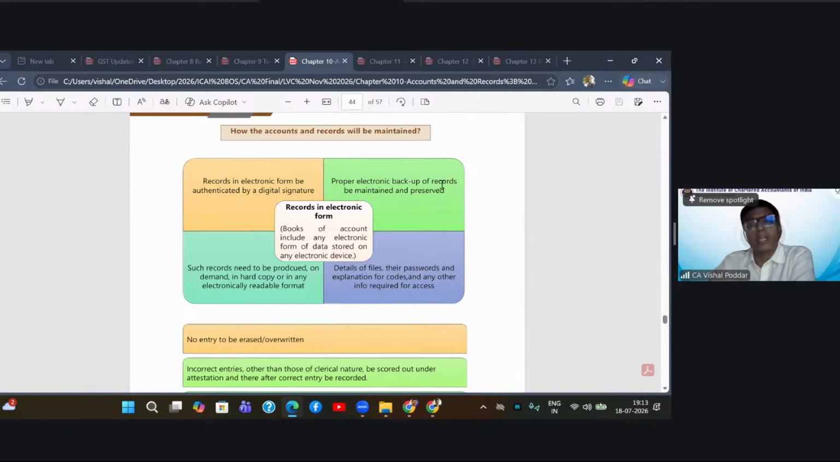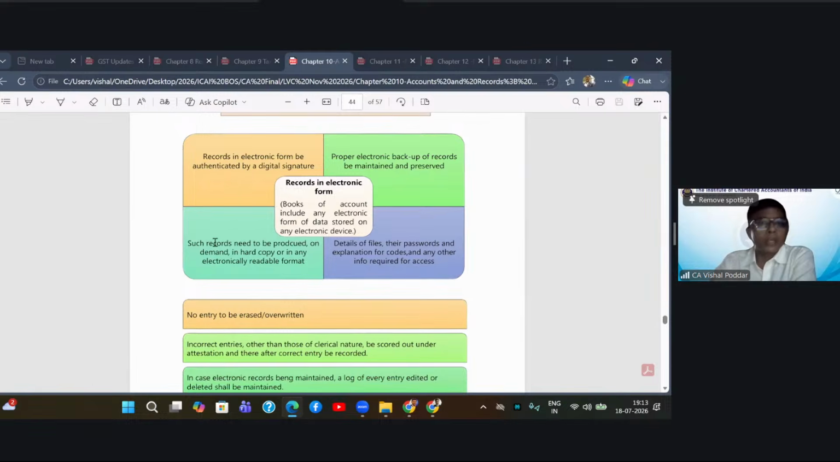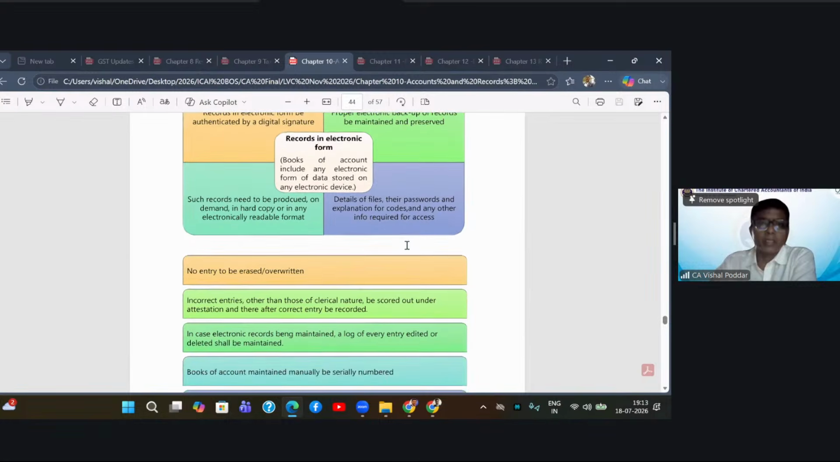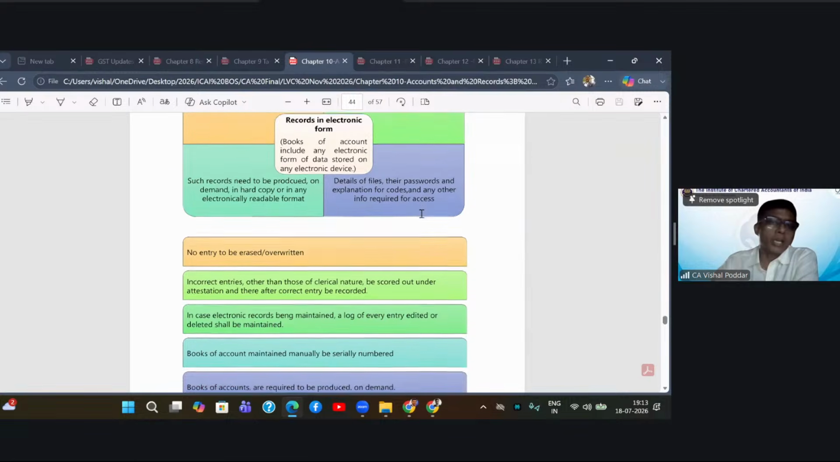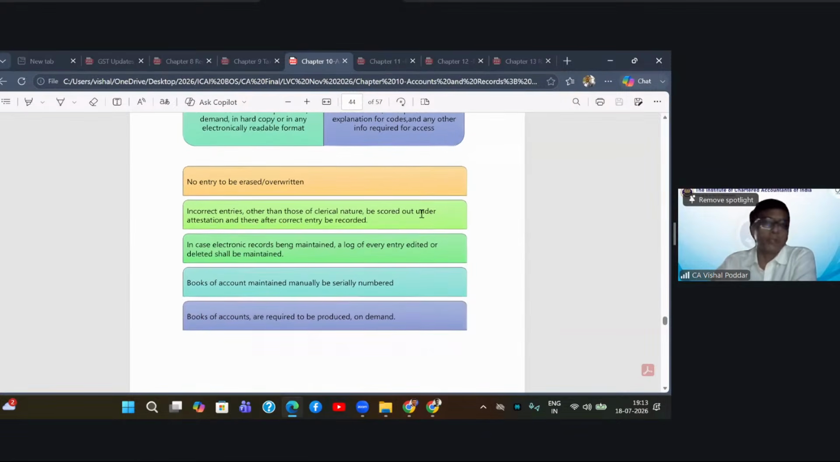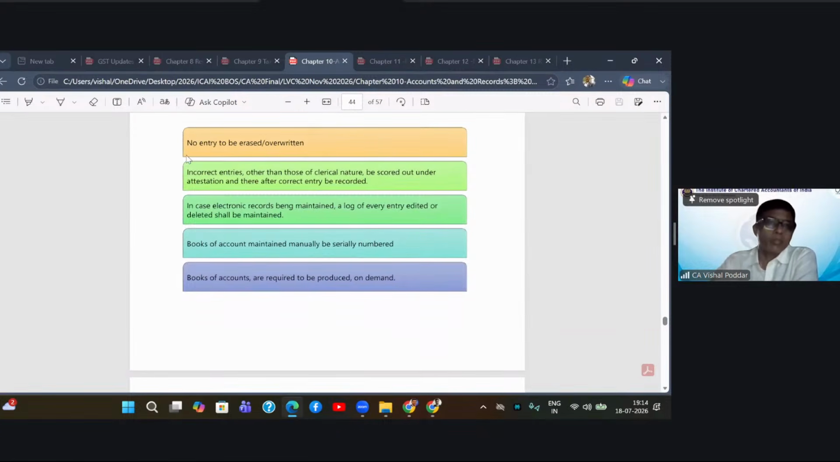Further, you need to maintain proper backup of these records. Such records need to be produced on demand in hard copy or electronic format, whatever is demanded by the department. Further, details of files, passwords, and the explanation of various codes that you are using have to be given wherever asked for.